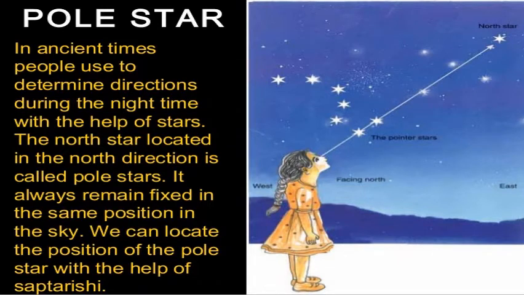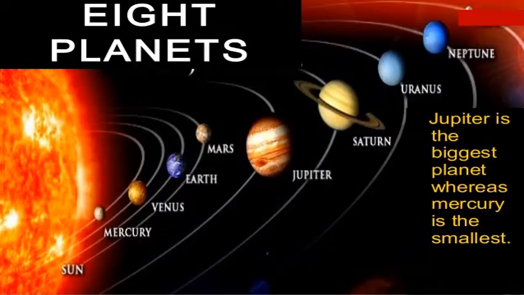When we watch the sky at night, we notice that different groups of stars form various patterns. These groups of stars forming different patterns are called constellations. A group of 7 stars is called Saptarishi or the Great Bear. Also, the brightest star in the north is the pole star. It is also called the North Star. Its position is always fixed in the sky. The first 2 stars of the Saptarishi point towards the pole star. They are called pointer stars.